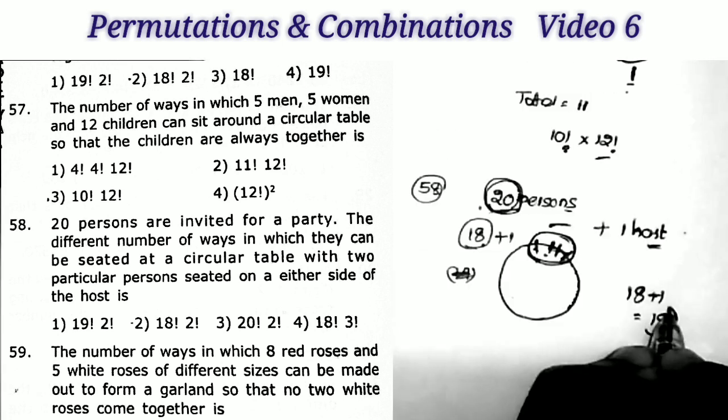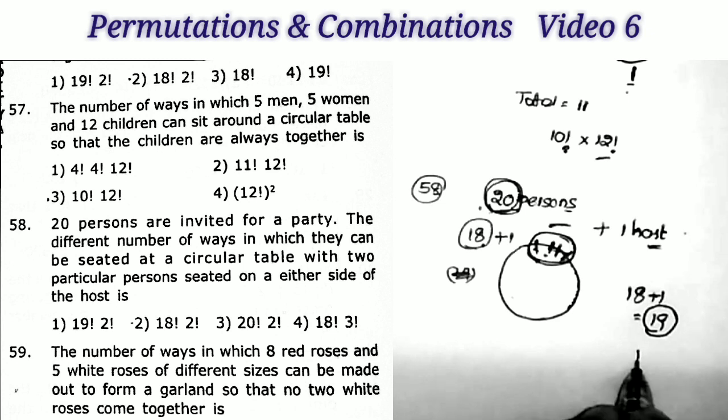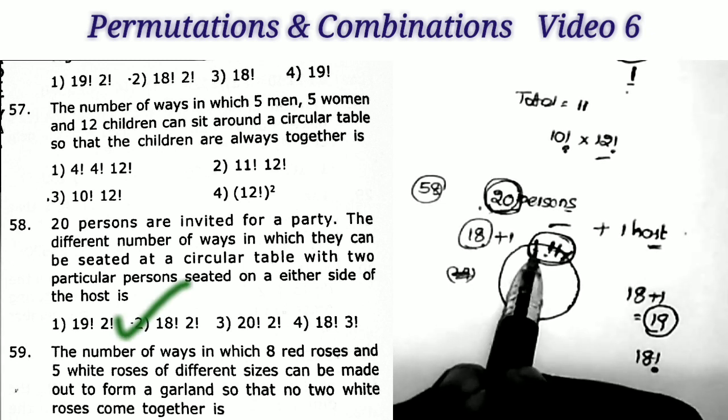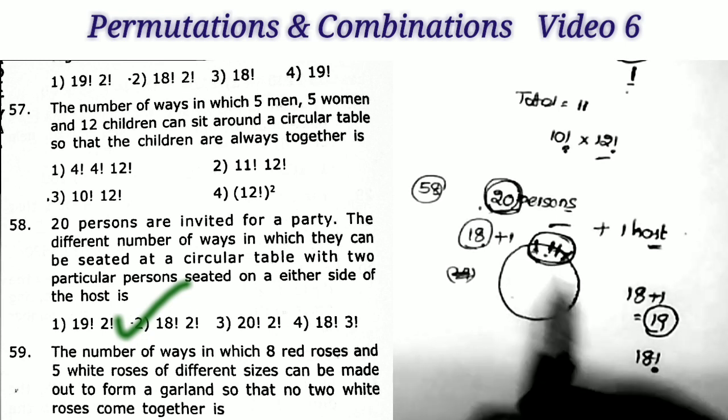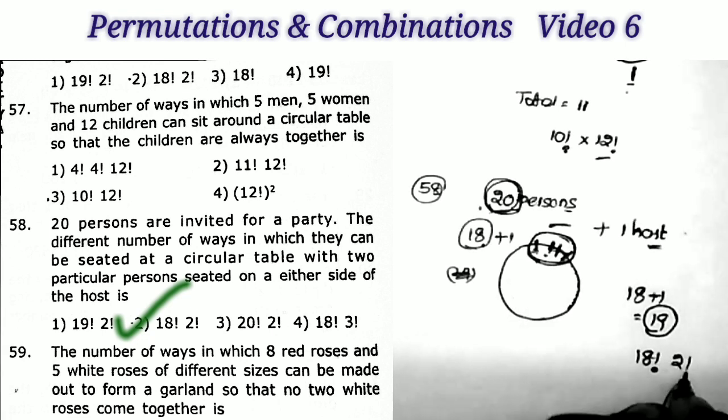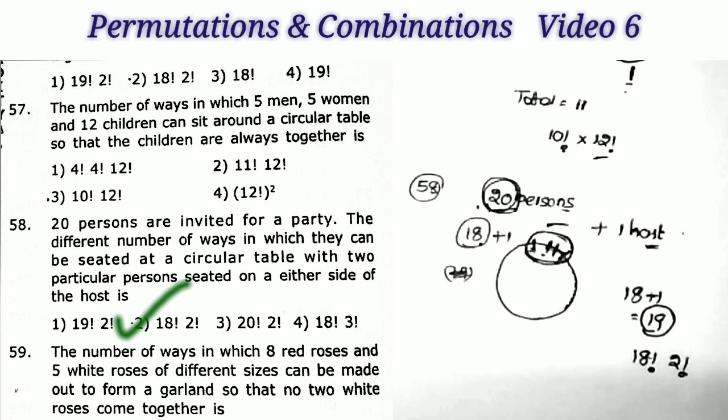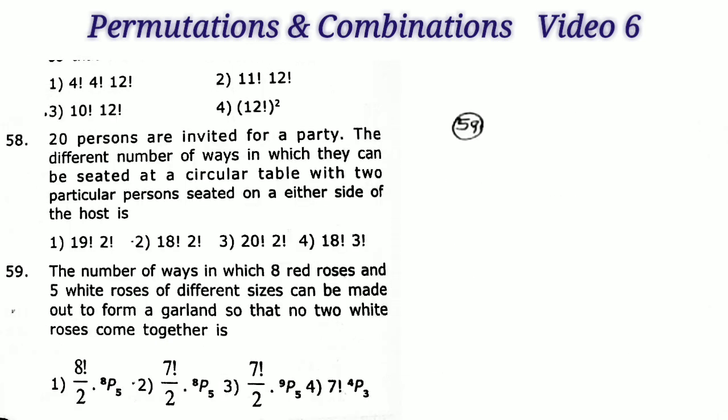Now we can arrange these 19 members in 19 minus 1 factorial, that is 18 factorial. And here these two members can be rearranged in 2 factorial. Therefore, the answer is 18 factorial into 2 factorial, and that is the second option. Next question, sum number 59.